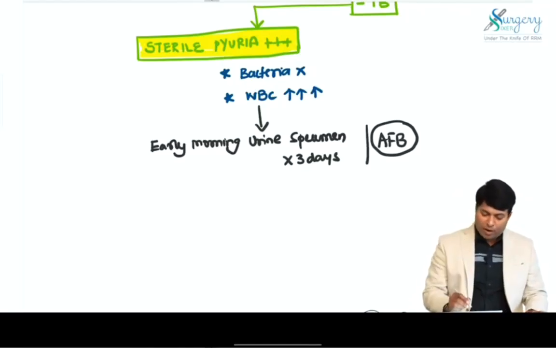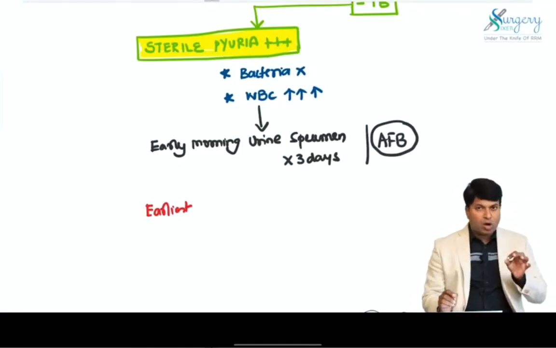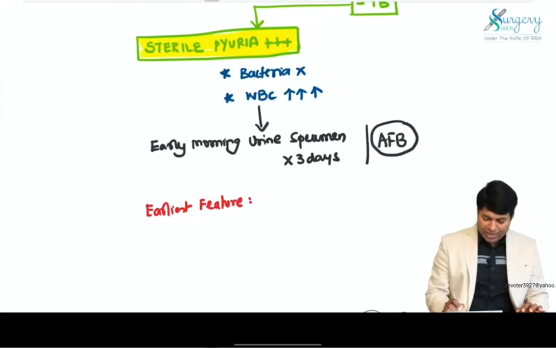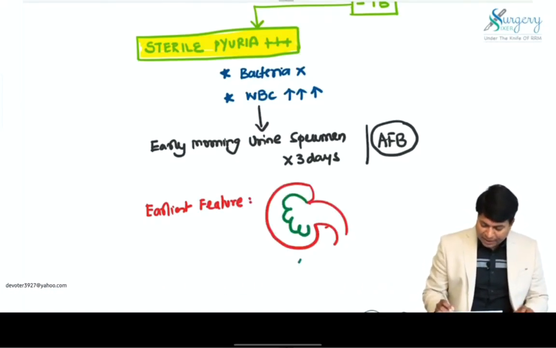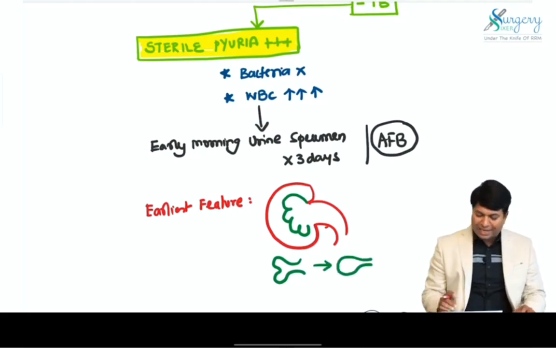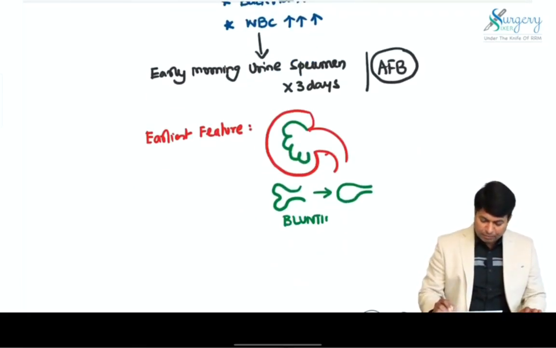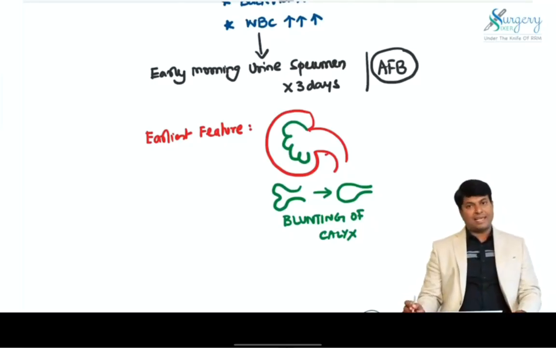And here one important point is there. What is the earliest feature in the kidney? I told you TB commonly affects the kidney. When you examine the kidney, for example, if this is the kidney, the calyx will become blunt like this. So blunting of calyx is the classical feature. Please don't forget, the earliest feature of TB is blunting of calyx.